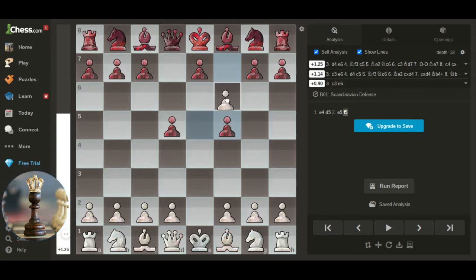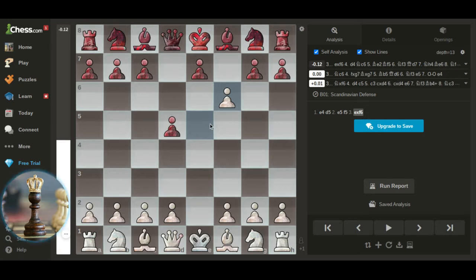For this move, I'm just going to play it so you can see it. You'll notice here that it says exf6. So my pawn went to this square. All I did was write E and X.